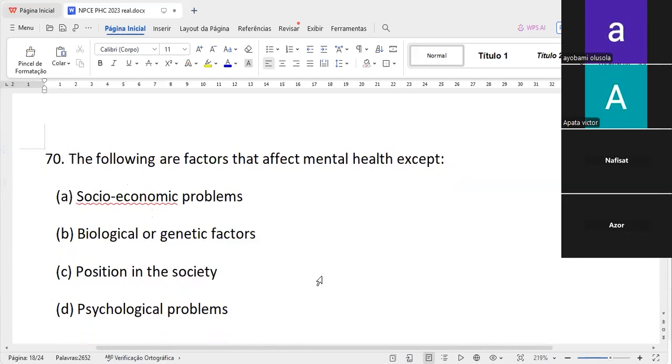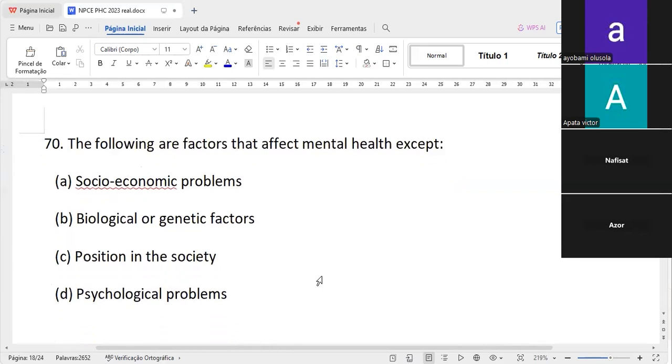The following are factors that affect mental health, except position in the society. Correct, position in the society.